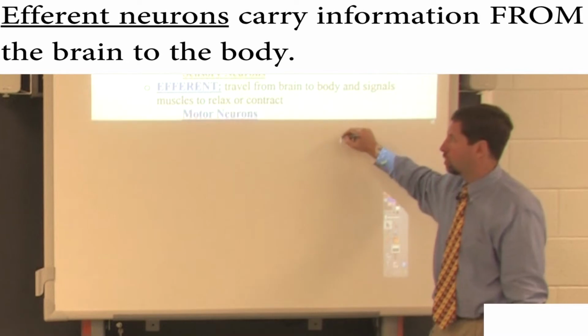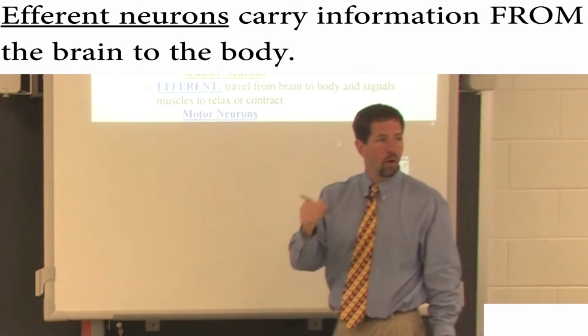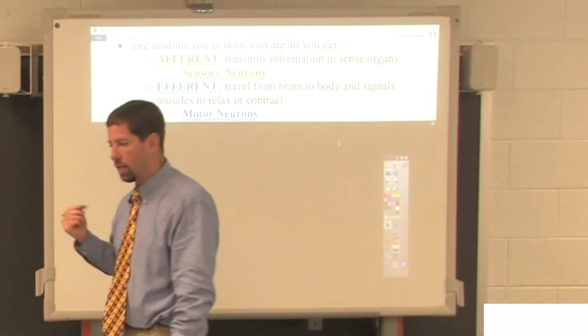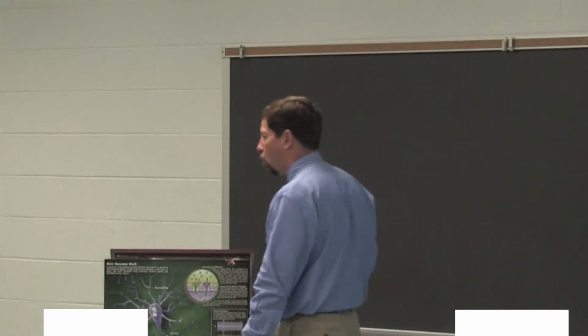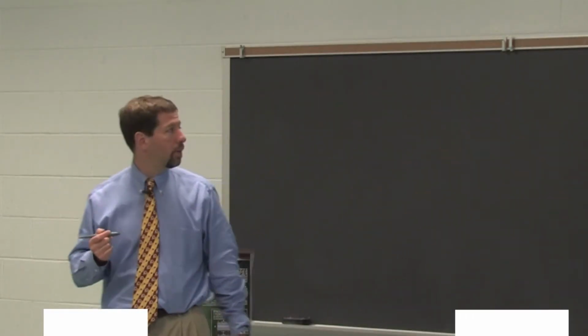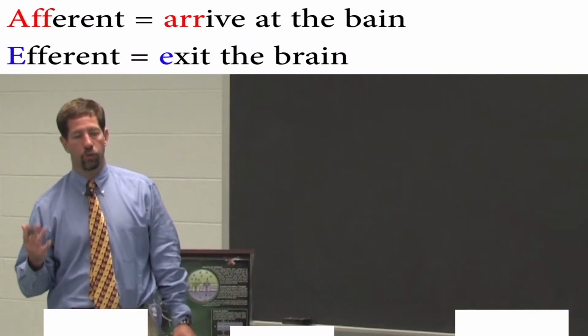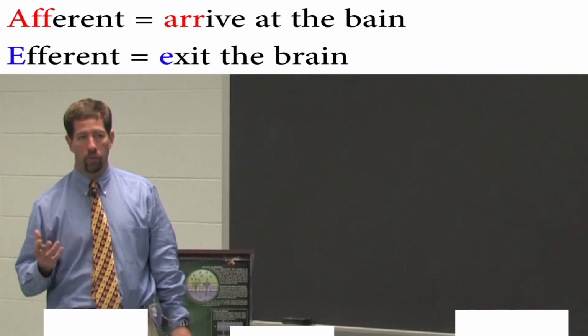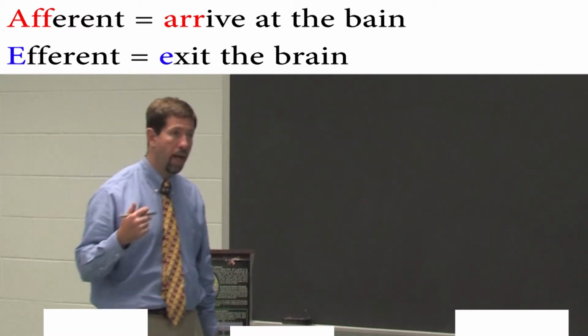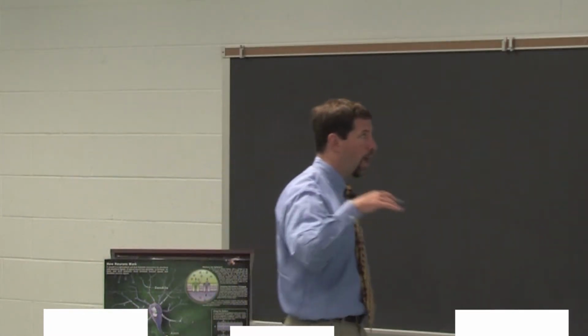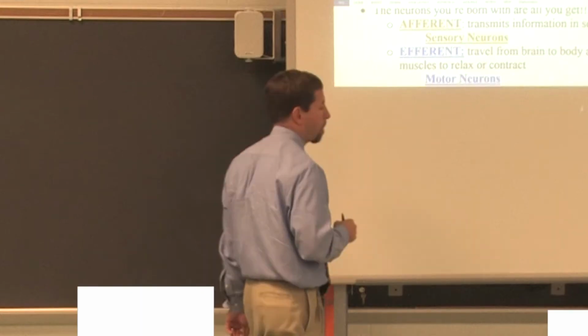Efferent signals are kind of outgoing. They're going to our motor neurons. Efferent signals are leaving the brain. So one way to look at it, afferent is AFF. So you could imagine afferent signals arrive, ARR, and efferent starts with an E, so it exits the brain. Afferent arrives at the brain, efferent exits the brain.